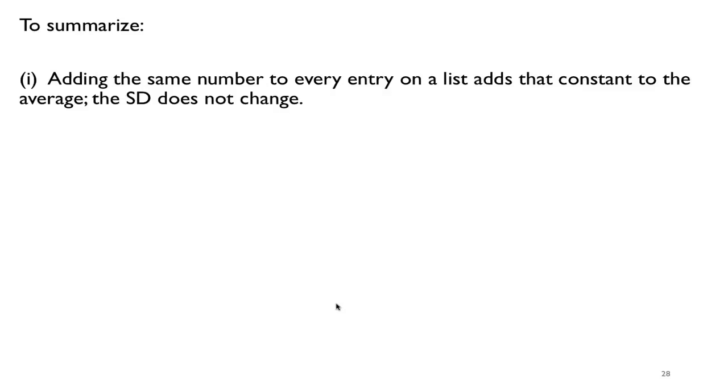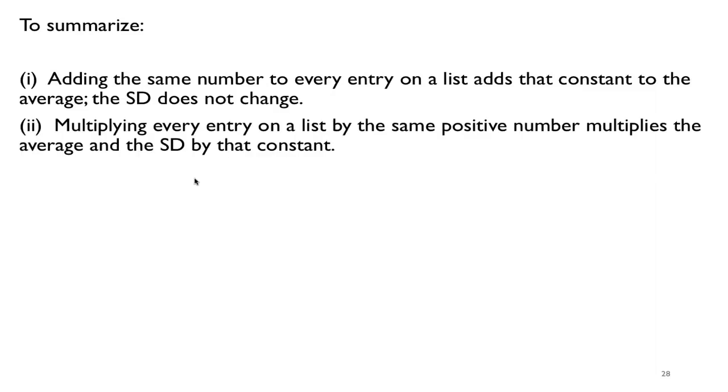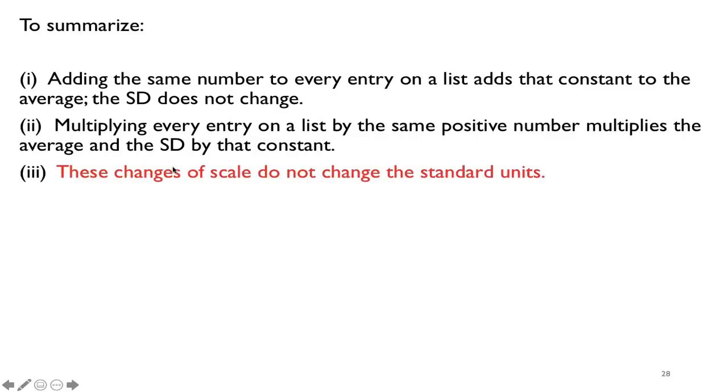Actually, let's summarize first. If I add the same number to every entry on the list, it adds a constant to the average, but it does not change the SD. If you multiply every entry on the list by the same positive number, it multiplies the average and the SD by the same constant, and these don't change the scale. Okay, great, thank you.